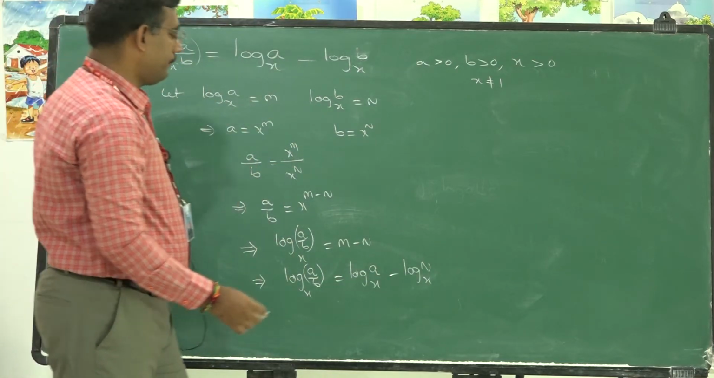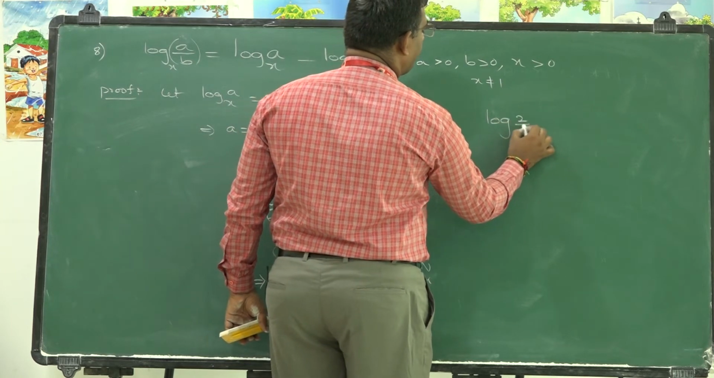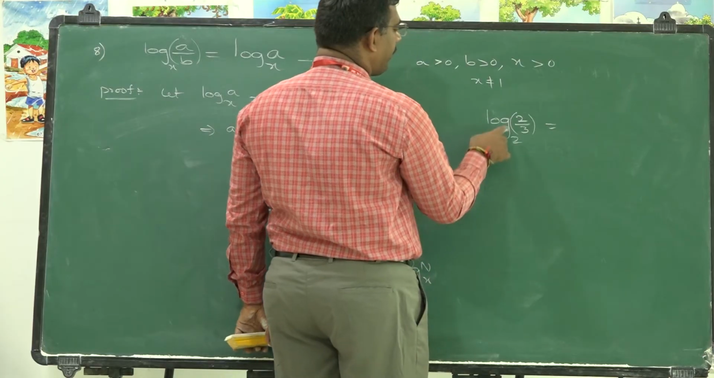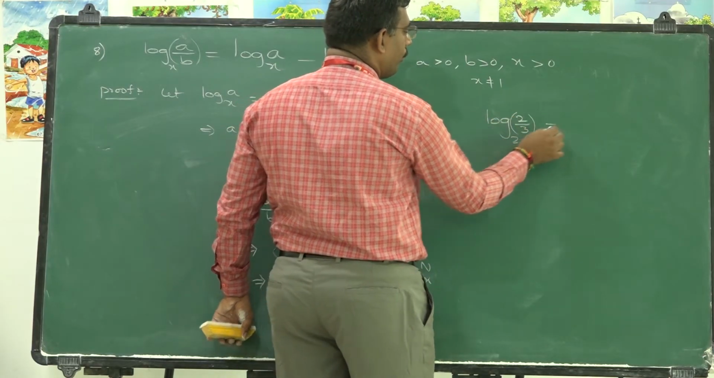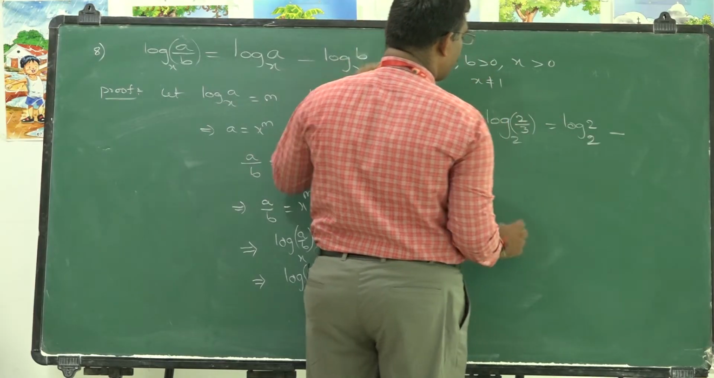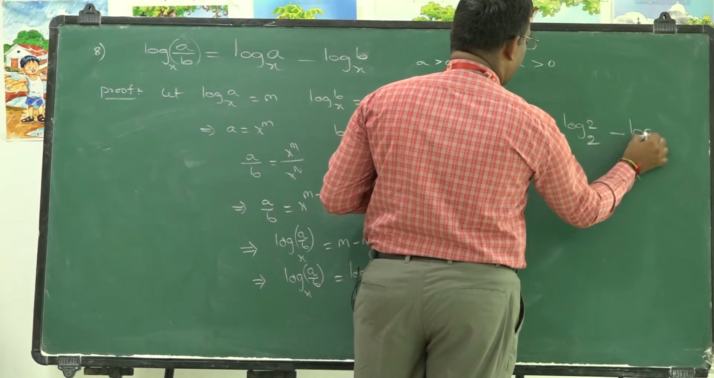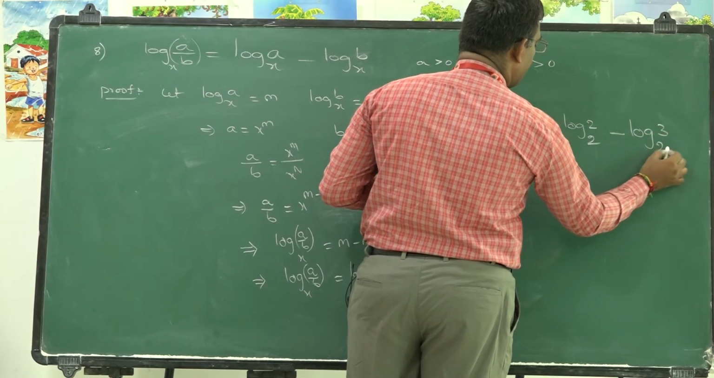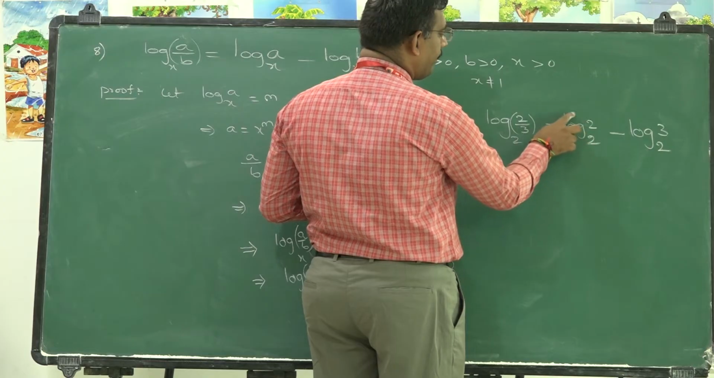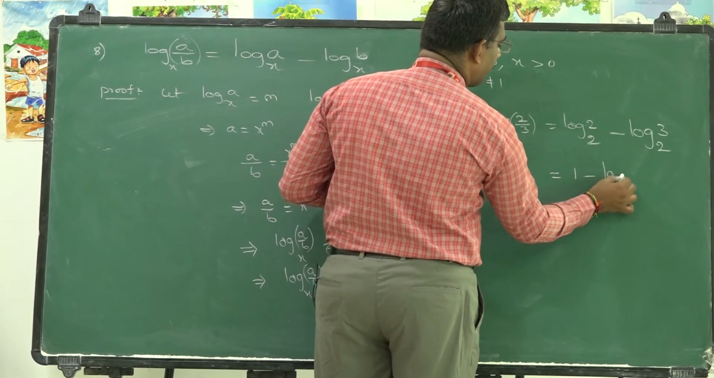For example, log 2 by 3 base 2, that is equal to, first we write the logarithm with number 2 to the base 2, log 2 base 2 minus, next we write another logarithm with the number 3, log 3 base 2. So we know that for log 2 base 2, the number and base are the same, therefore the logarithm value is 1. So 1 minus log 3 base 2.